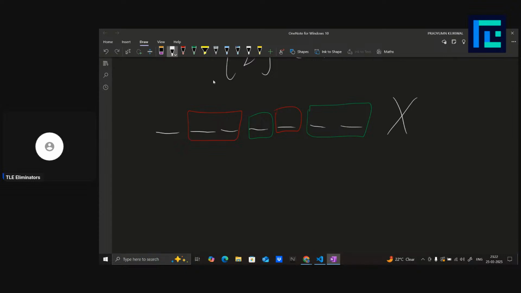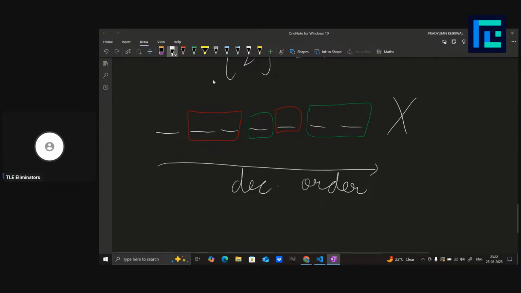Why? Because remember that this is in decreasing order, right? So you will never do this. Why? Because it is always better to have contiguous segments. Instead of this, what you could have done is take these three elements and these three elements. So, sorry, in green, you will take these three elements.